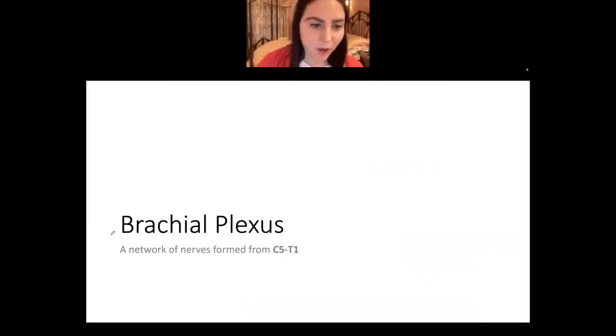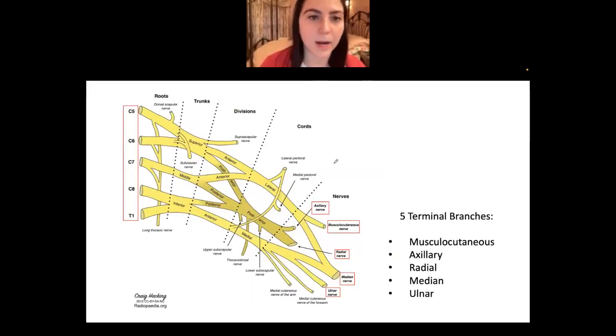Okay. So the brachial plexus is just a fancy way of saying a network of nerves that form from spinal levels C5 to T1. So cervical levels 5, 6, 7, 8 to T1. And this is what I was talking about earlier, it is good to know these divisions.